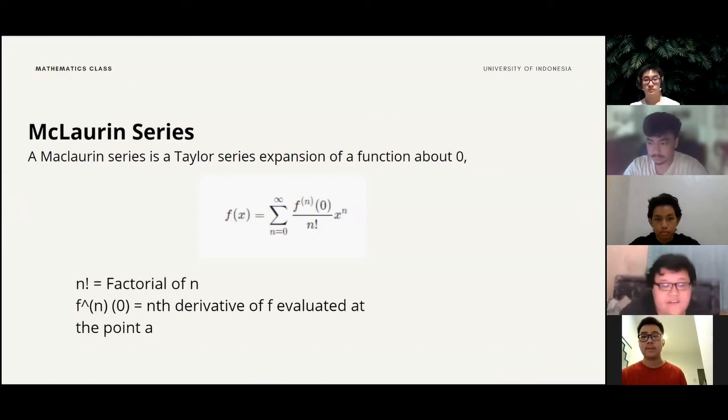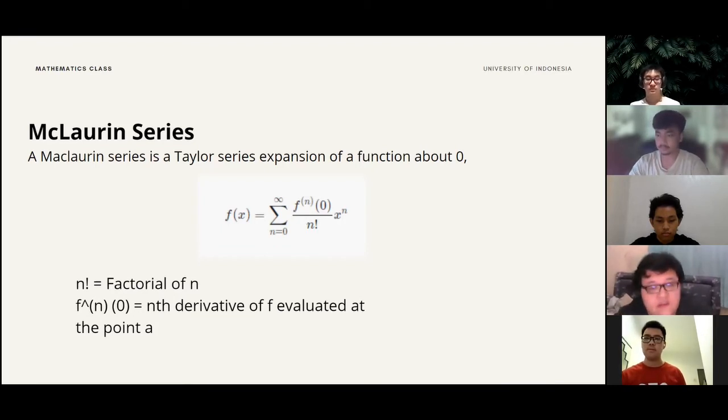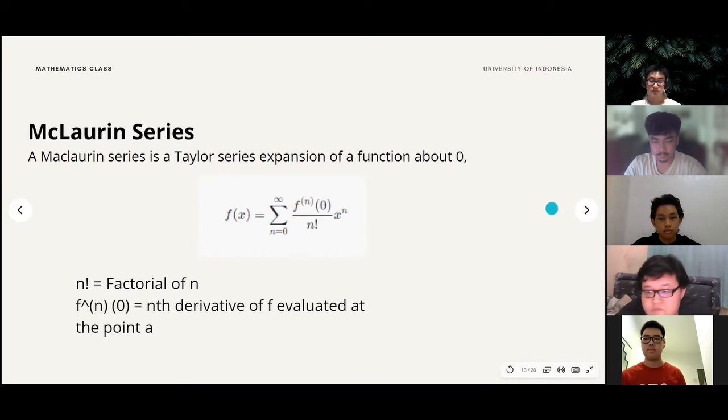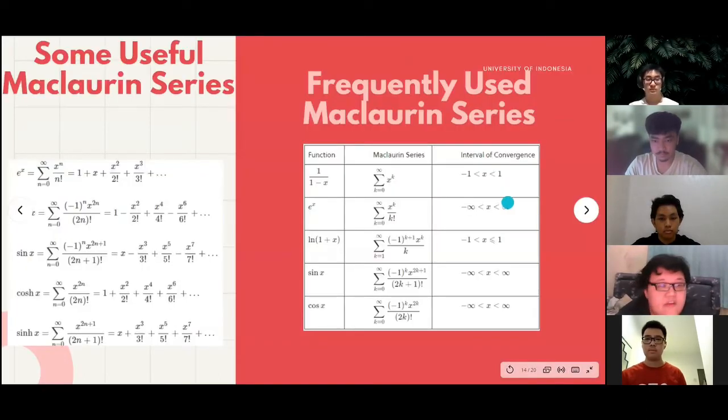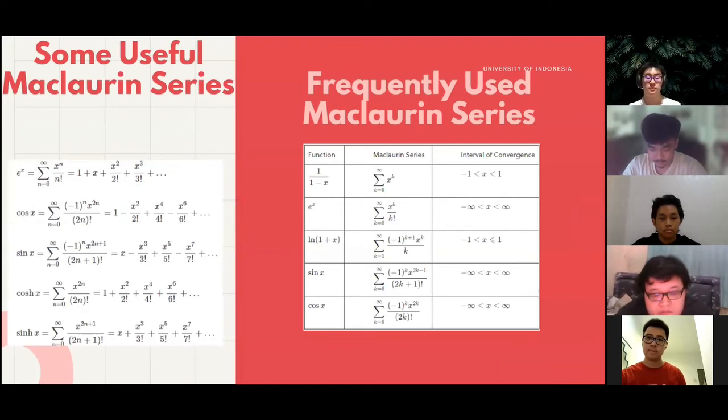So the next thing we're going to talk about is the Maclaurin series. A Maclaurin series is a Taylor series expansion, but instead of using x minus a, we use 0 inside the brackets. Here are some useful Maclaurin series which are frequently used. There are e to the power of x, sin x, cos x, sinh x, and many more.